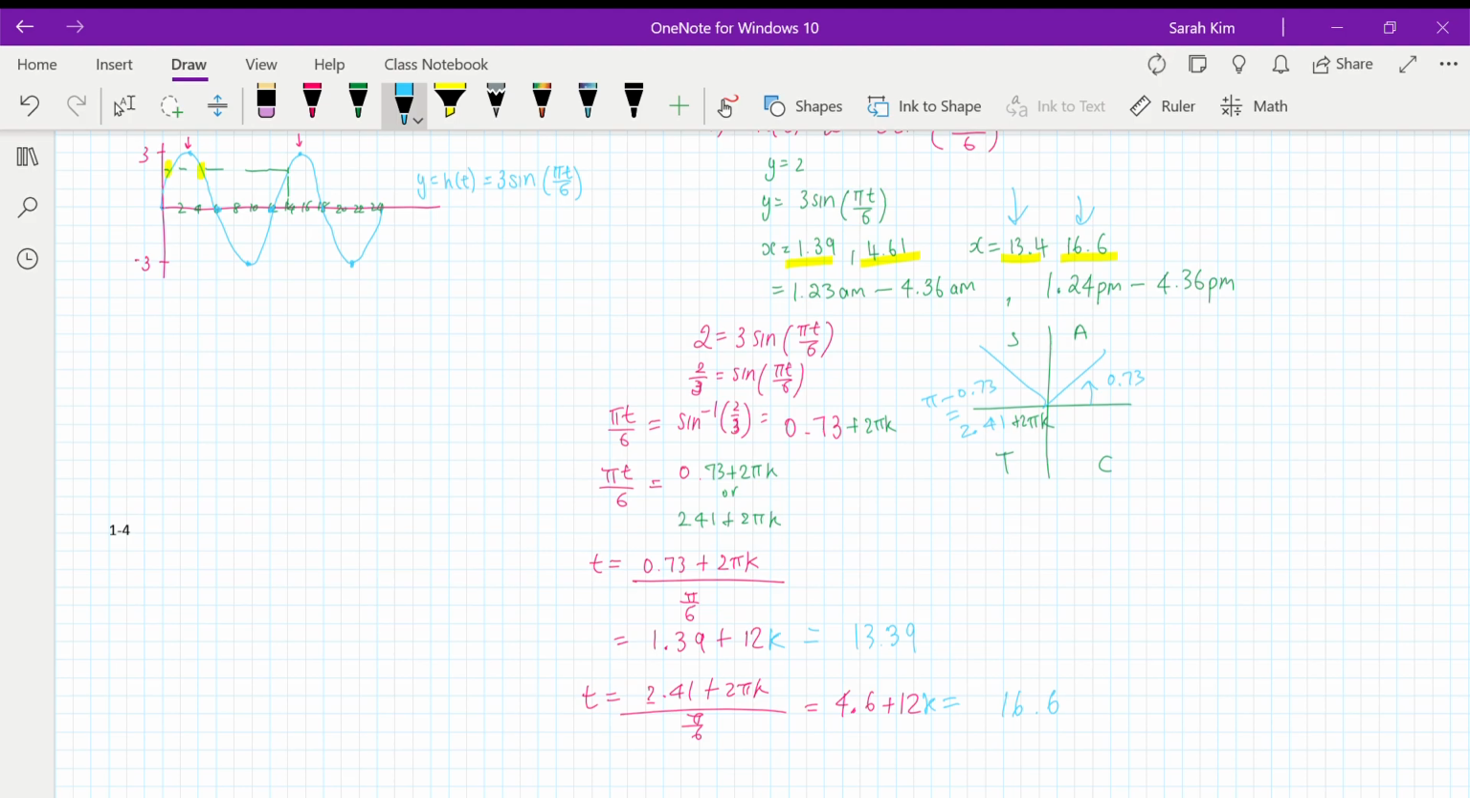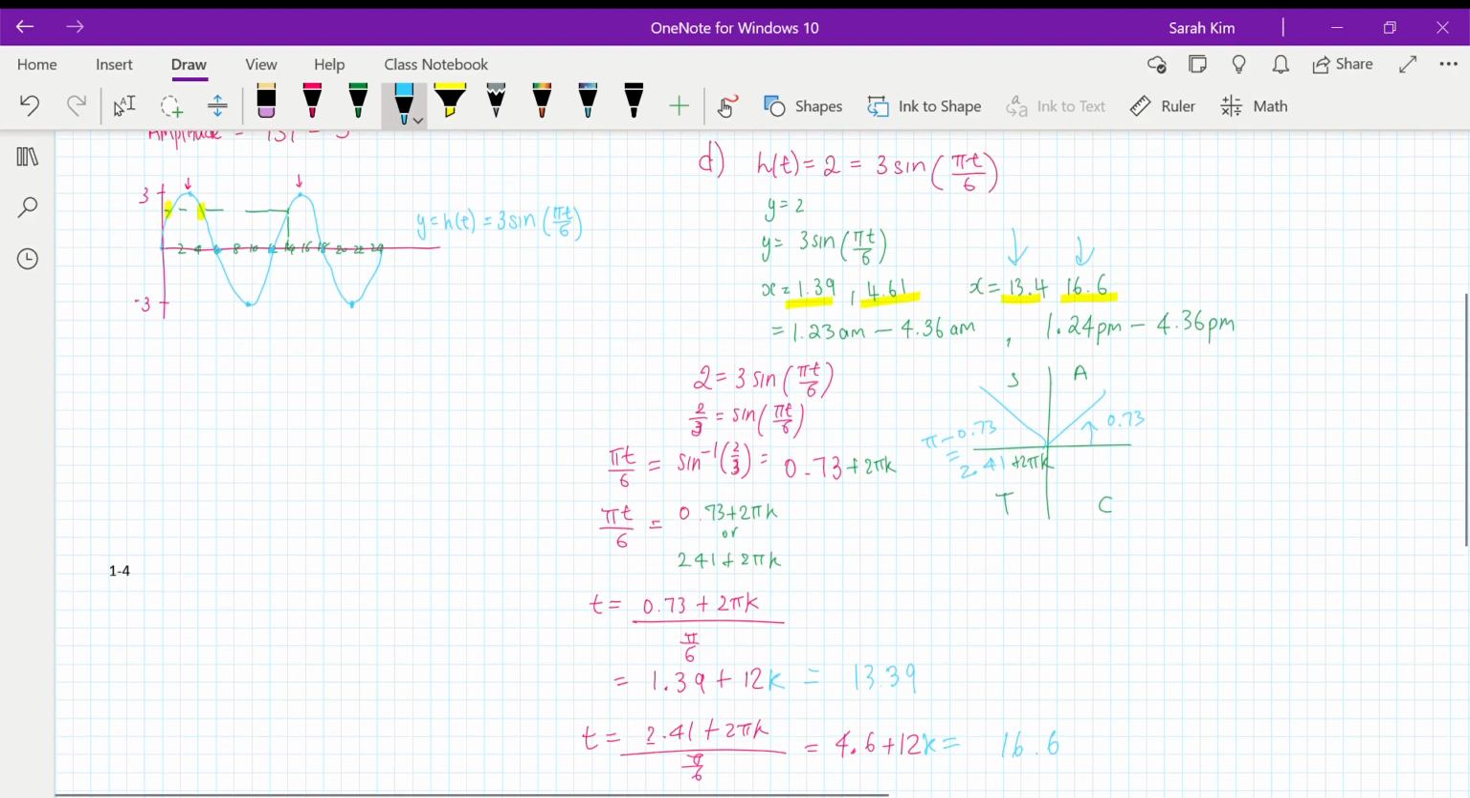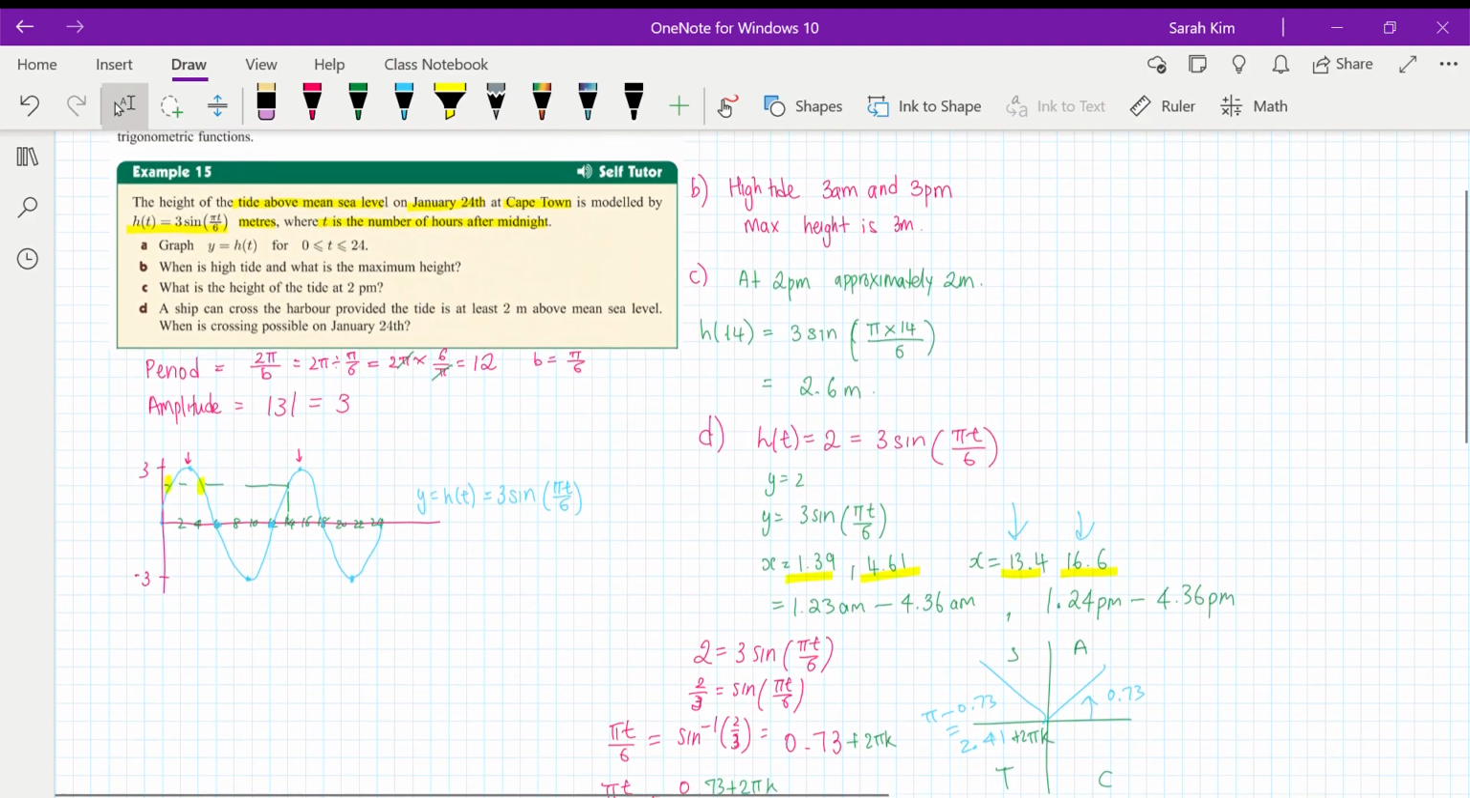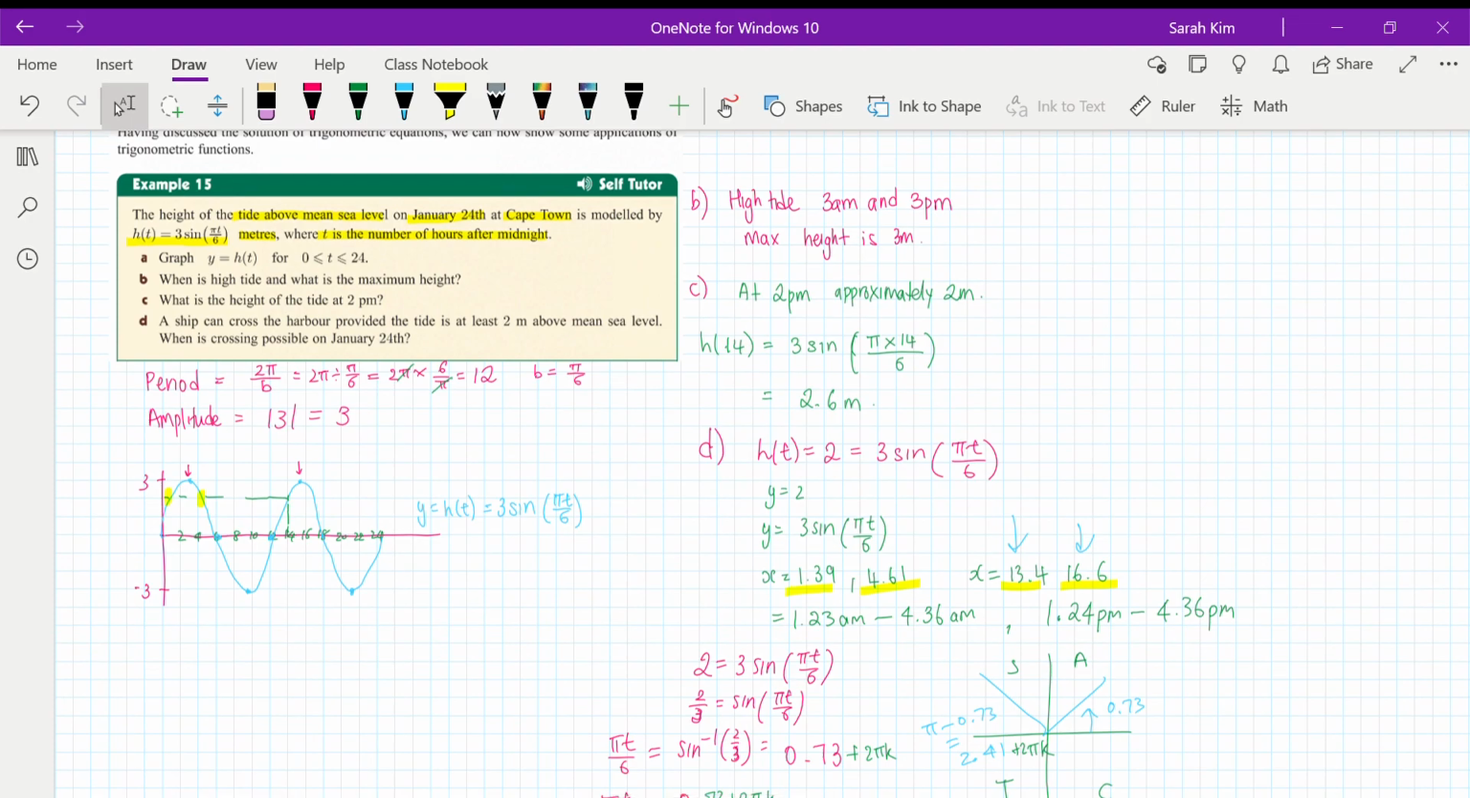So you can do it graphically or manually. In this case, there's not really much point doing it manually because the answers we get are decimal answers anyway. But that's my answer for D. So maybe I'll write a worded answer. For D, ship can cross harbour between 1:23 a.m. and 4:36 a.m. and 1:24 p.m. and 4:36 p.m. on 24th Jan, something like that.